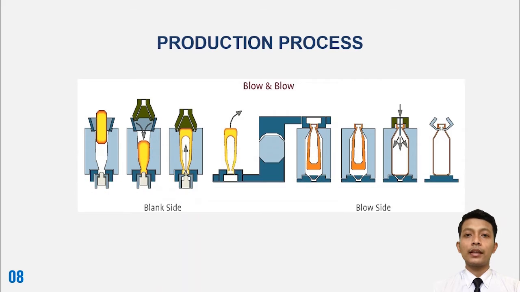The Blue and Blue process is a glass bottle manufacturing process that uses 2 steps of blowing. The first blowing forms a parison and the second blowing forms the bottle itself.